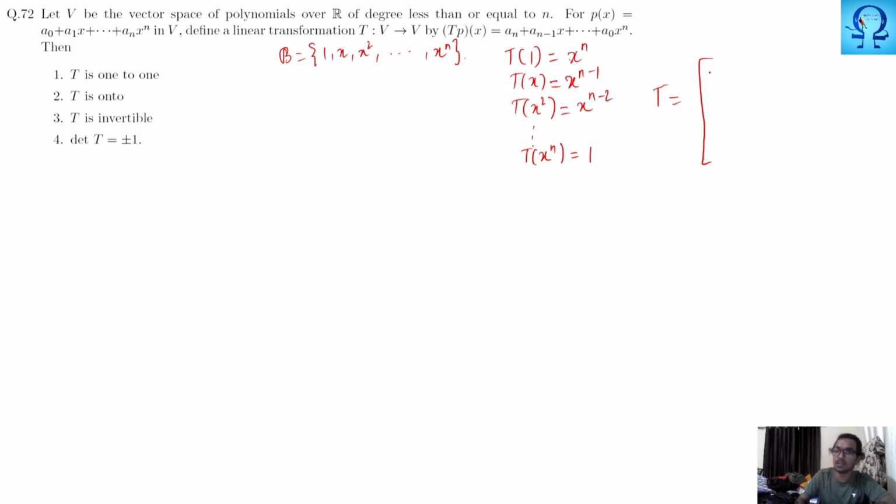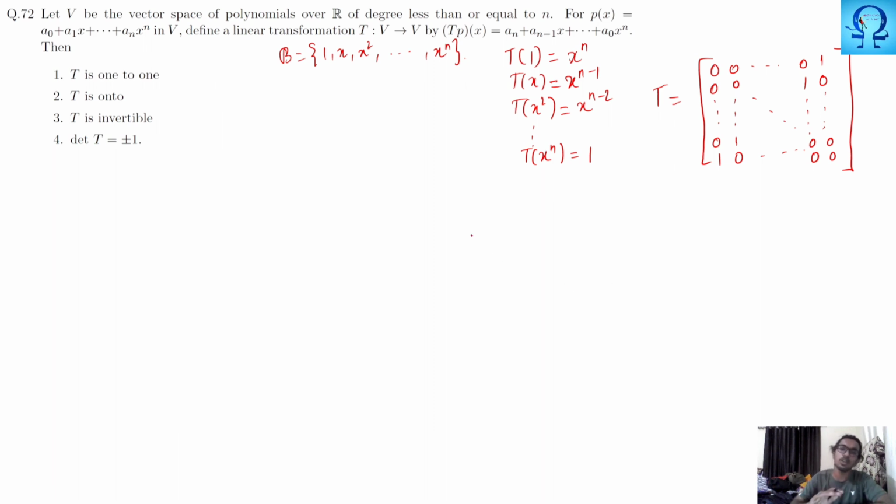Now if you put this in matrix form with respect to the standard basis that we have considered, it is 0 0 etc. till 1, then 0 0 etc. till 1 0, and it goes this way, and we would have 0 1 etc. 0 0 and then 1 0 etc. till 0 0. This is the matrix which is associated with the linear transformation.